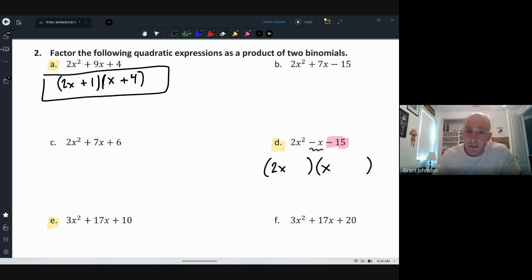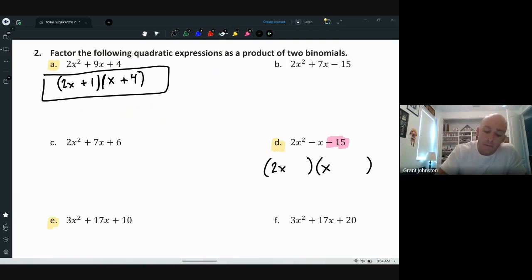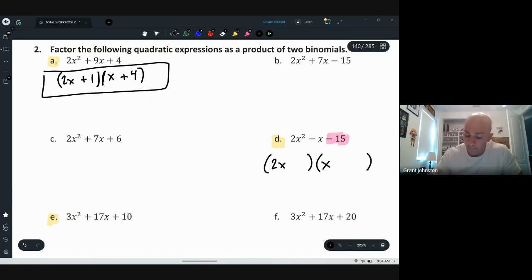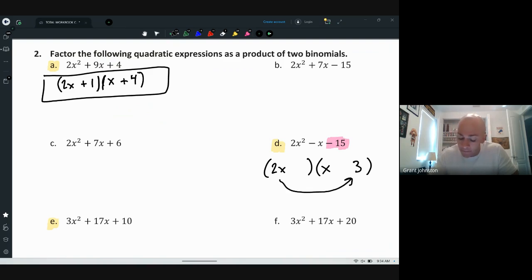So maybe I can be a little bit more strategic with my guessing here. I'm going to try 3 and 5, and my mind's already thinking this: if I put, let's say, a 3 over here, that's going to give me a 6x, right? And then if I put the 5 over here, that's going to give me a 5x when I distribute. Now it needs to get me to a negative 1x.